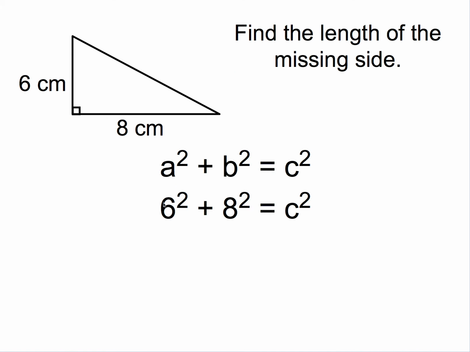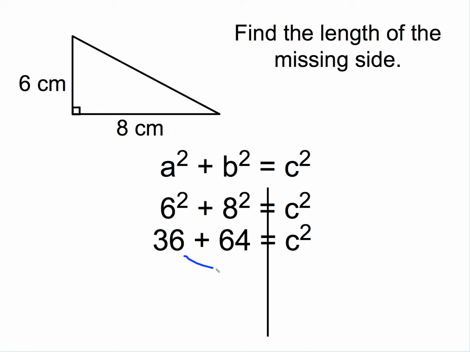So I chose to do 6 for A. So 6 squared plus 8 squared equals C squared. And now we just solve it. So I'll separate the two sides of my equation. And then the exponents would be first. So 6 squared is 36 and 8 squared is 64. Now I just add these together. 36 plus 64 is 100. And I have 100 equals c squared.